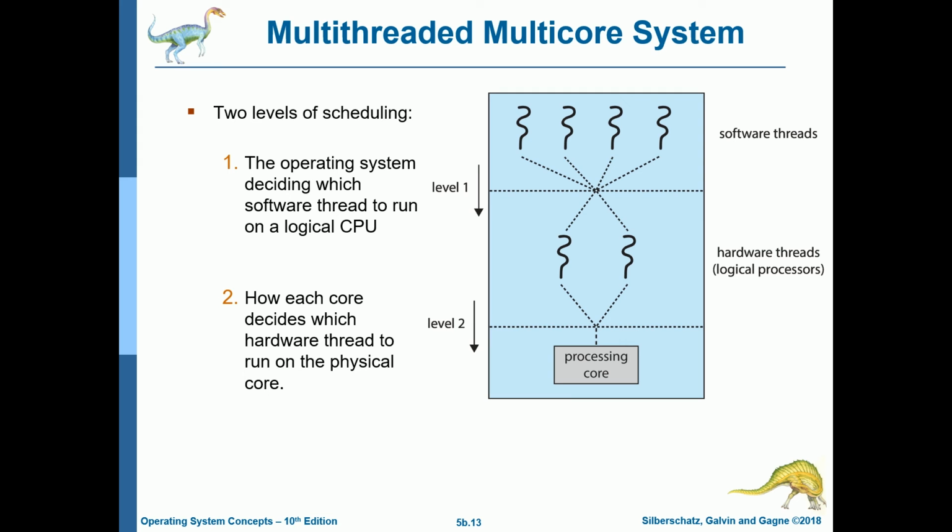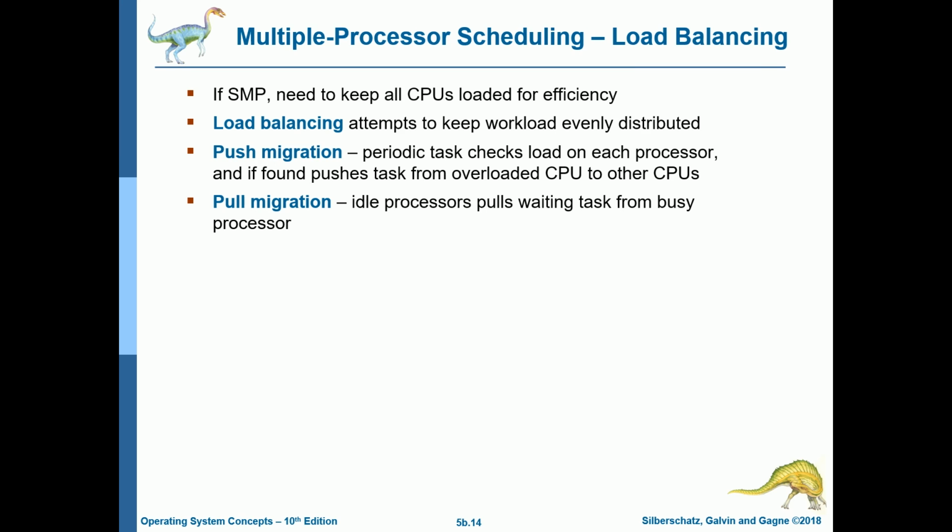On SMP systems, it is important to keep the workload balanced among the processors to fully utilize the benefits of having more than one processor. Otherwise, one or more processors may sit idle while other processors have a high workload. Load balancing attempts to keep the workload evenly distributed across all processors in an SMP system.